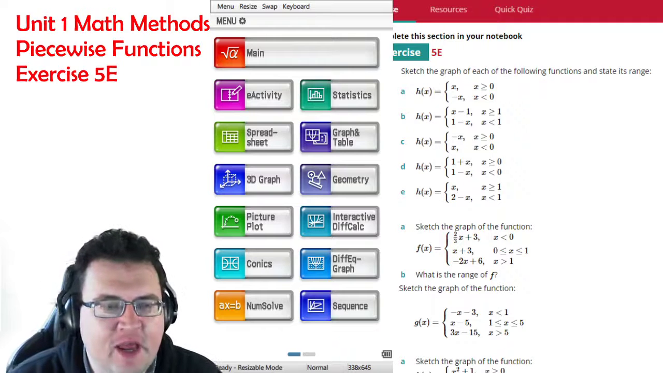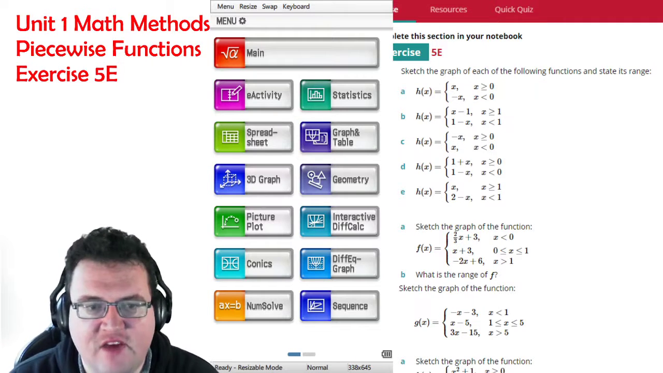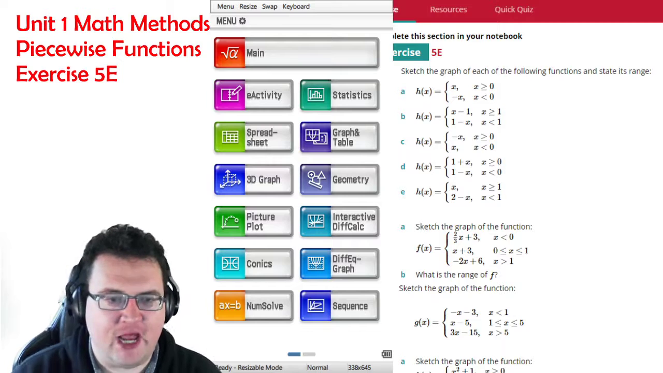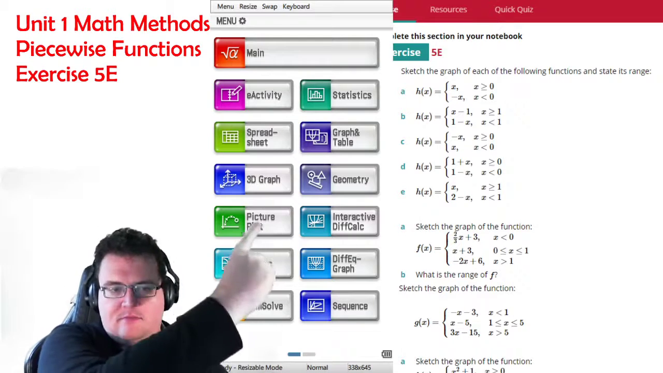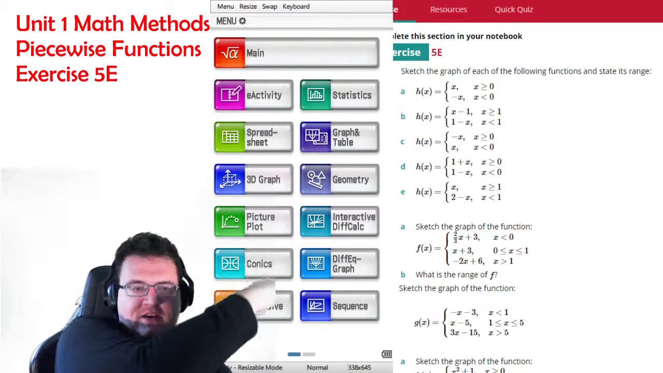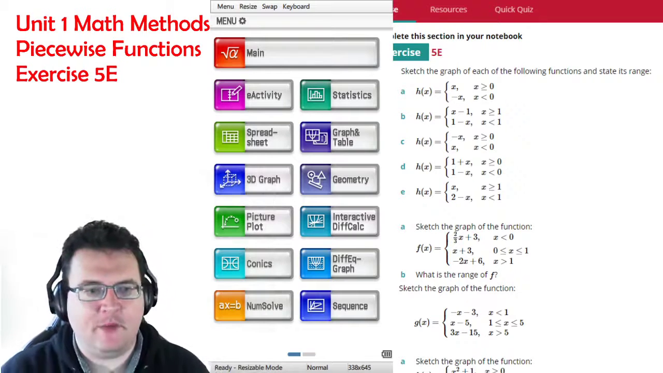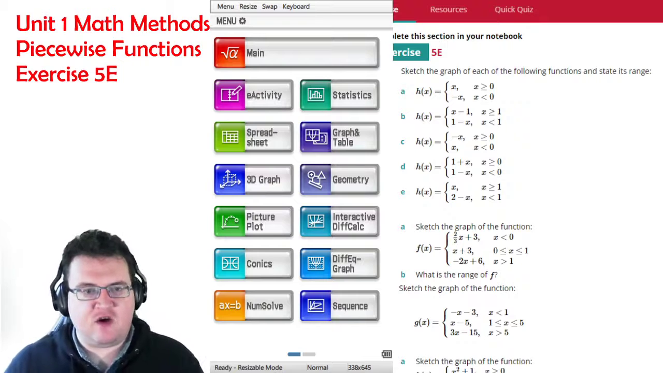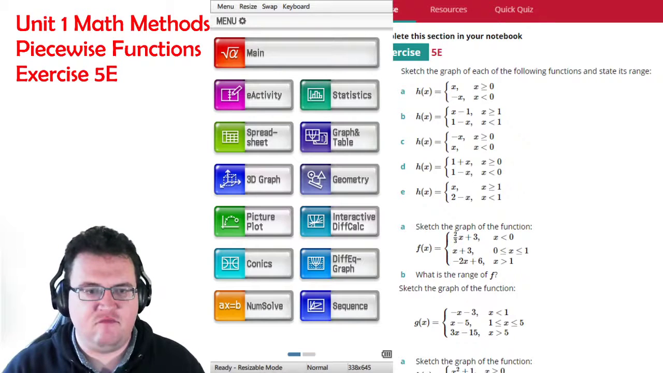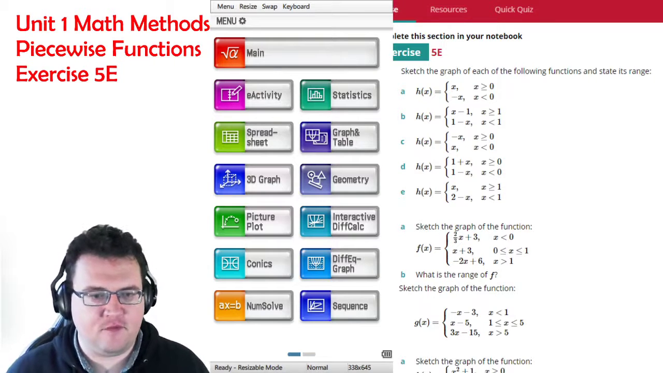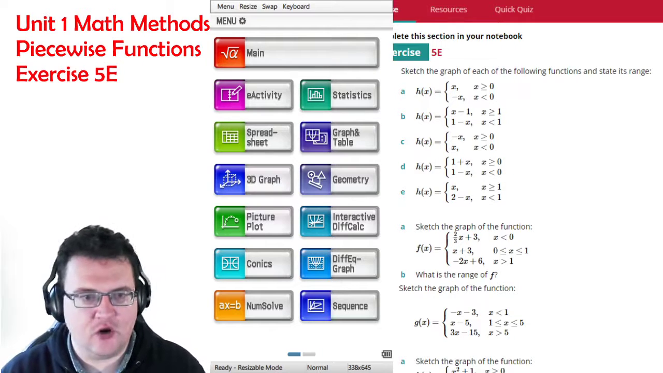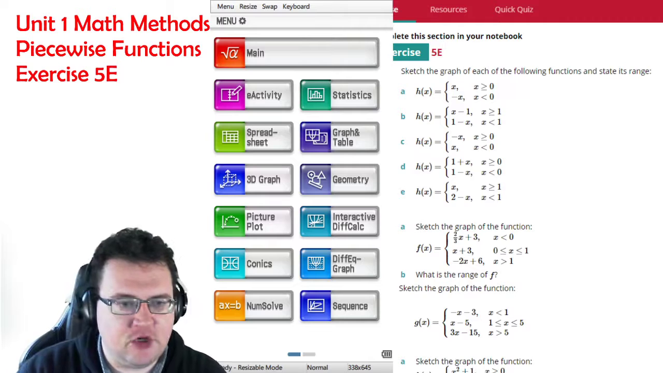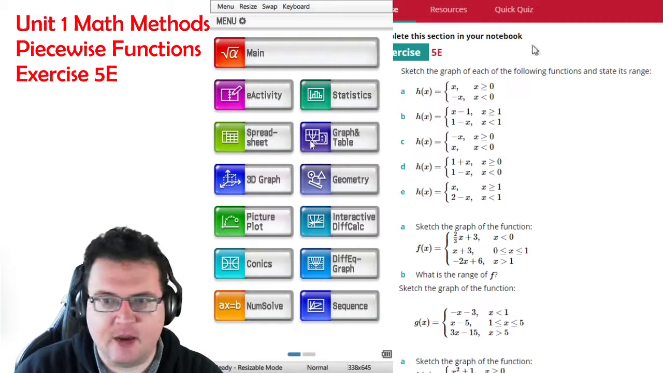Hi guys, today we're looking at piecewise functions, which is chapter 5e out of the textbook. I've got some questions over on the side here. All right, but what we're going to do is look at how to do these graphs on our CAS calculator so that we can visualize them, and hopefully from there be able to do some work with them. So what we need to do is go into graphs and table.